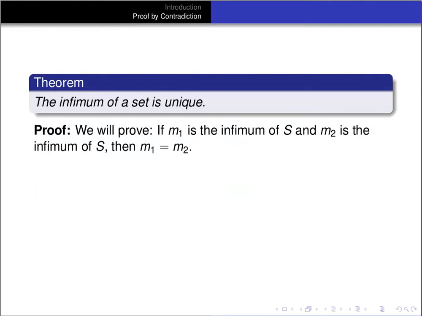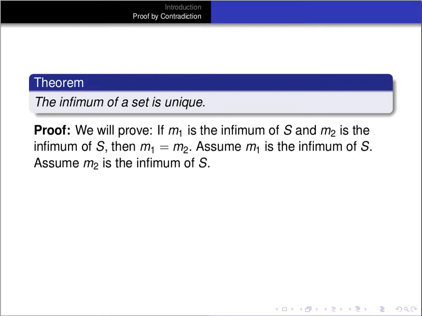And we want to prove that the infimum of a set is unique. So we'll prove this by contradiction. In particular, we're going to prove the if-then statement: if M1 is the infimum of S and M2 is the infimum of S, then M1 is equal to M2. And we're going to prove this by contradiction. So let's assume that M1 is the infimum of S, and let's assume that M2 is the infimum of S. So we're assuming our hypotheses.